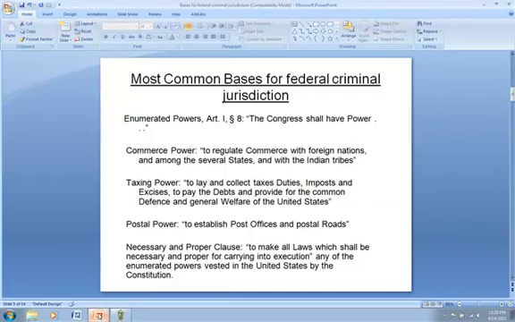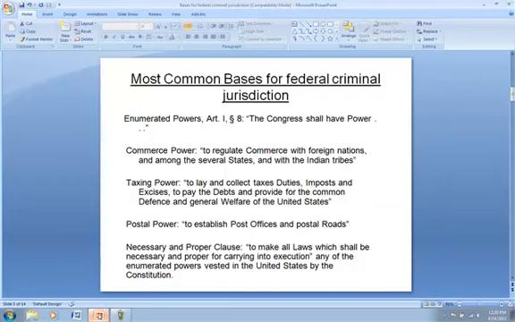The postal power, the power to establish post offices and postal roads. Now that isn't, on its face, an obvious source of power to create federal criminal law, but in fact one of the oldest and most often used federal criminal provisions is based on this power, and that is the mail fraud statute. And we will be studying mail fraud quite soon in this class. Again, a very important, very long-established statute.